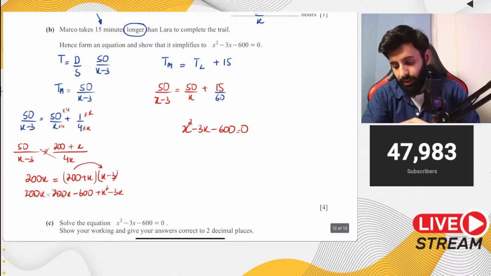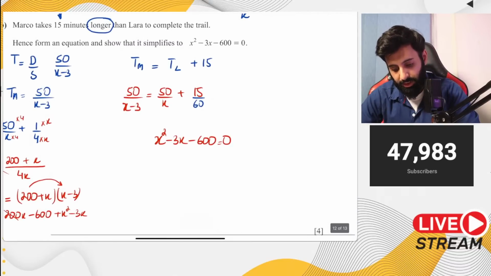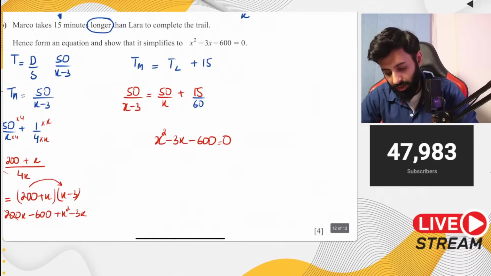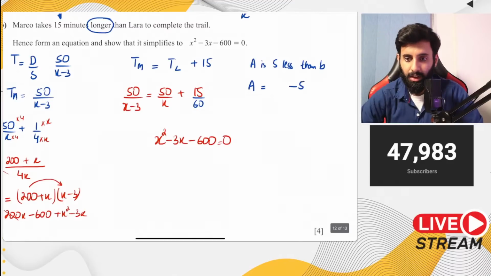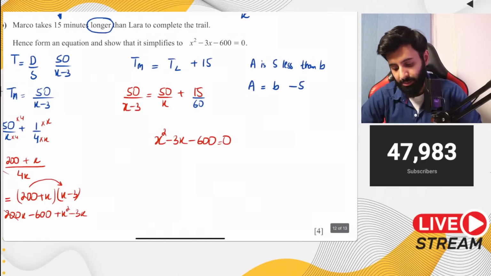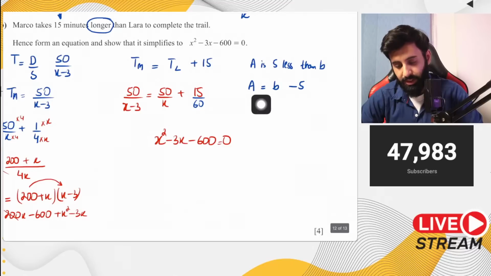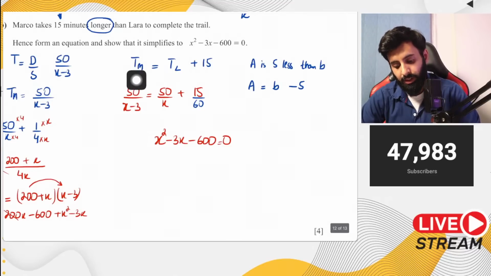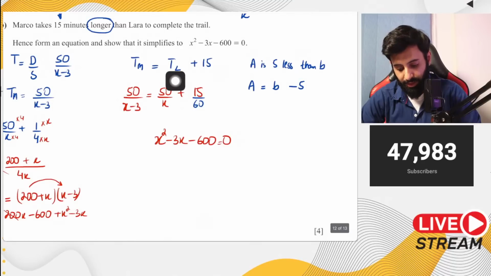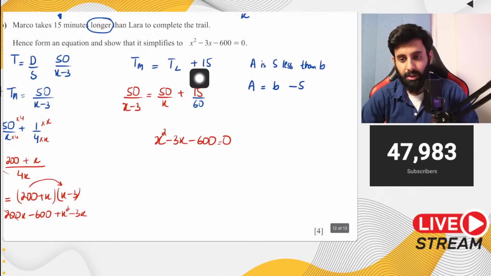नहीं ऐसे नहीं करेंगे. देखो मेरी बात सुनो. If the question says that A is 5 less than B, then what are you going to do? You're going to say A is 5 less का मतलब 5 less than B. A B से 5 कम है, so that means B में 5 माइनस करेंगे तो वो A के बराबर आएगा. So that means if Marco is taking less time, then only when you add 15 to Laura's time will it be equal to Marco's time.